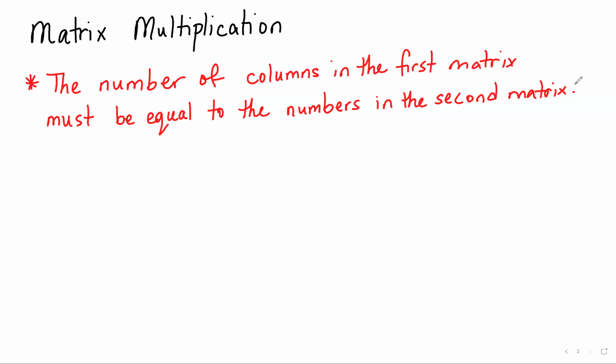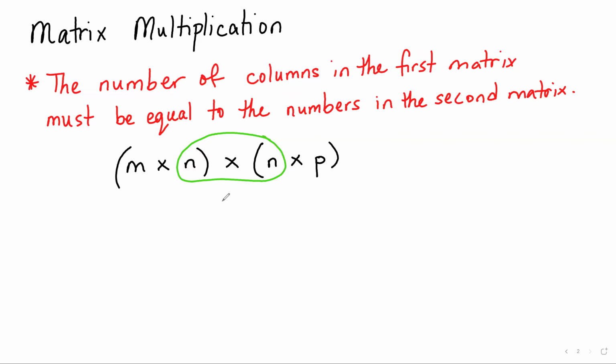Right? So that means if you have an M by N matrix, meaning that the first matrix has M rows and N columns, this can only be multiplied by a second matrix that has N rows and, let's say, P columns, where M, N, and P represent integers, right? So you realize the two N's are the same, right?